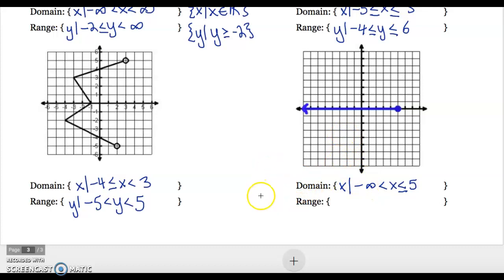Another way, if you are wanting to write this with a little bit less work, again, only do this if you feel 100% confident with what we've done so far, would be for your domain x such that x is less than or equal to 5.